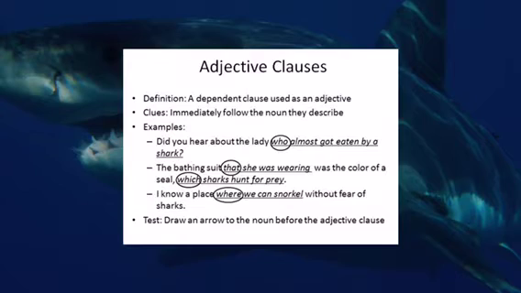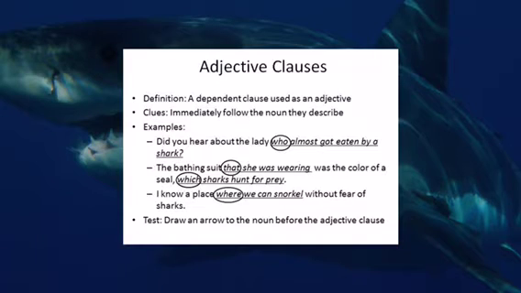Next, we're going to learn how to identify each type, beginning with adjective clauses. An adjective clause is a type of dependent clause used as an adjective in a sentence. Your biggest clue is that adjective clauses immediately follow the noun they describe. So here are some examples. Note that the adjective clauses are underlined. Did you hear about the lady who almost got eaten by a shark? The bathing suit that she was wearing was the color of a seal, which sharks hunt for prey.